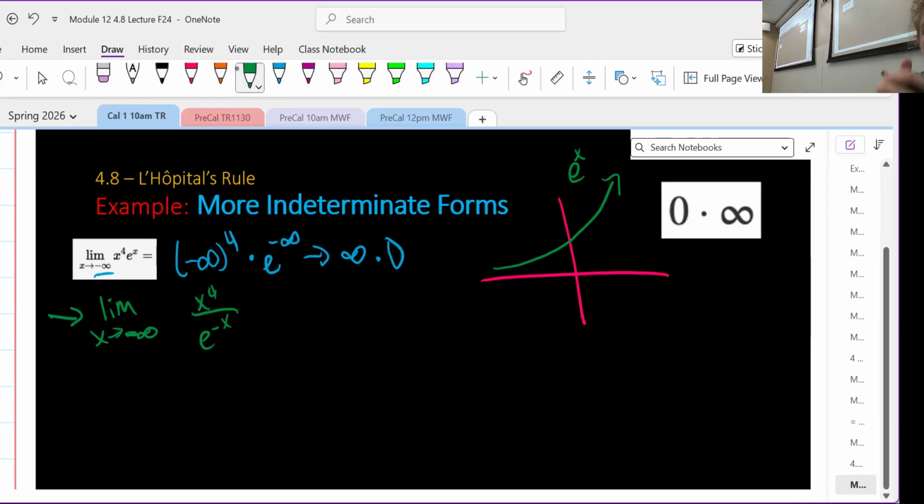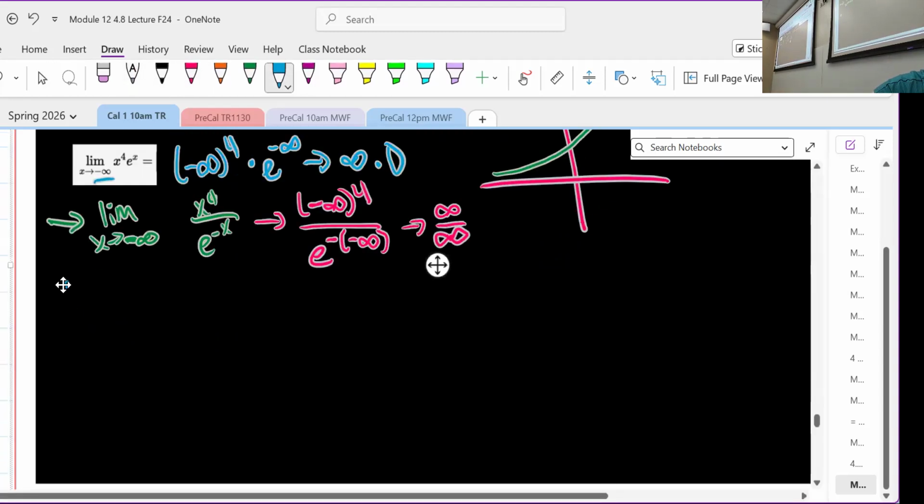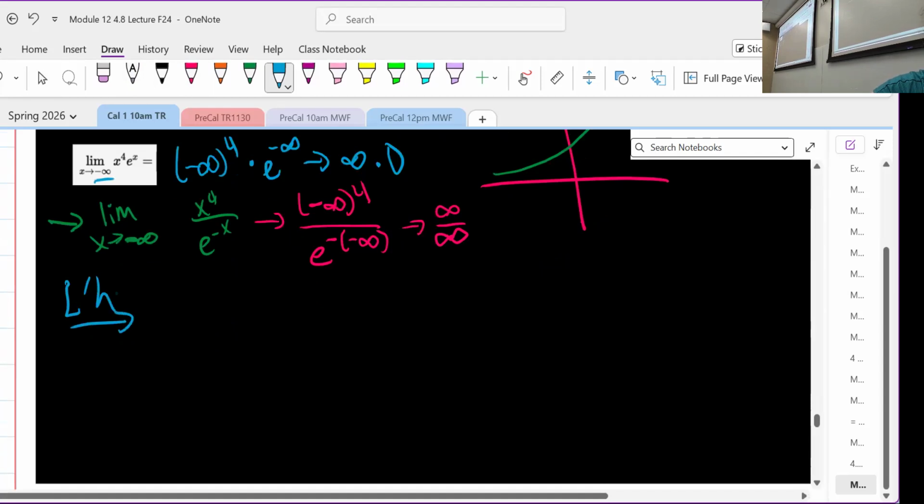So we have x to the fourth over e to the negative x. Now when I plug in negative infinity, negative infinity to the fourth is infinity. e to the negative of negative infinity is e to the positive infinity. That gives me infinity over infinity. Now I can apply L'Hopital's rule.